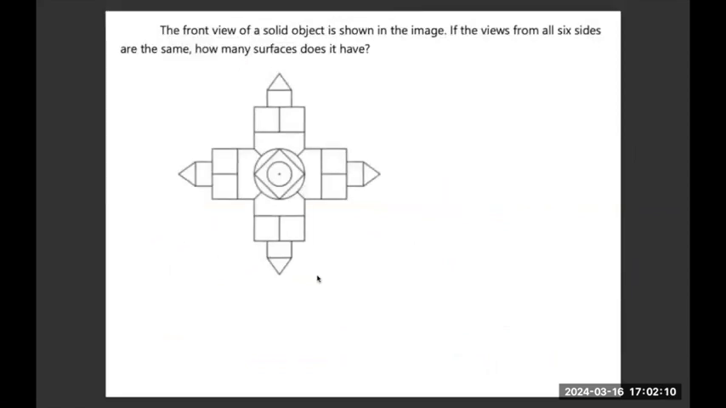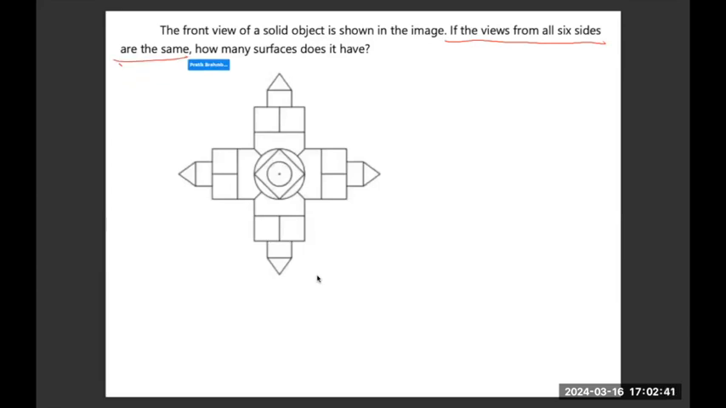The front view of a solid object is shown. This is a question in visualization, all right? The other was in cognitive ability. Here, you're given a one-sided view, elevation or plan. It could be anything because it's a symmetrical object. A symmetrical object means it looks the same when you look at it from all the 6 sides. So here, this object will be looking the same from all the sides because it's written here that the views of all 6 sides are the same.